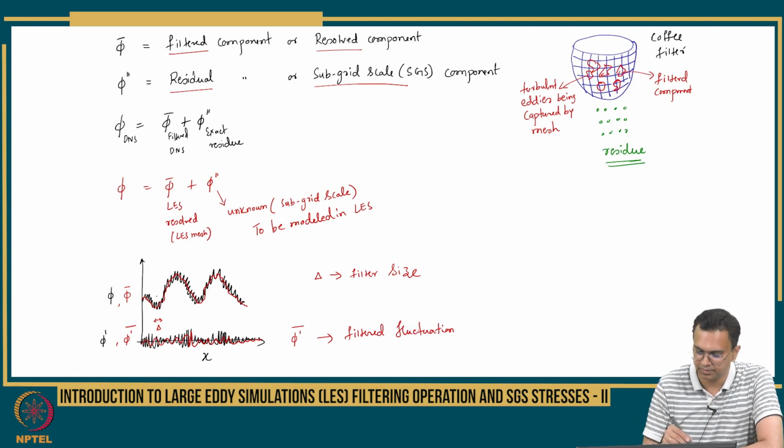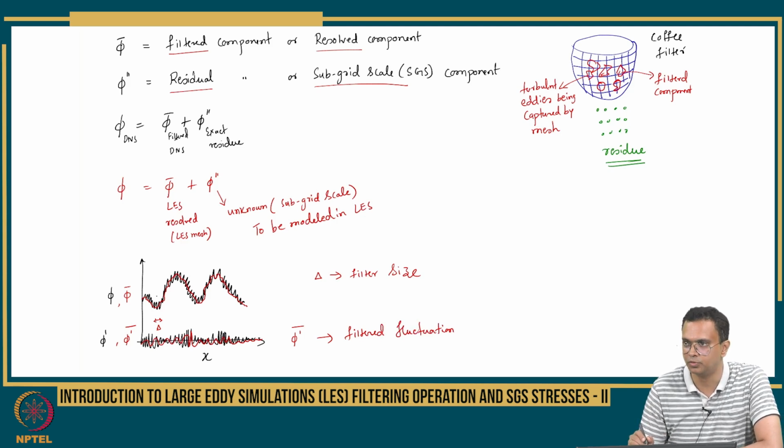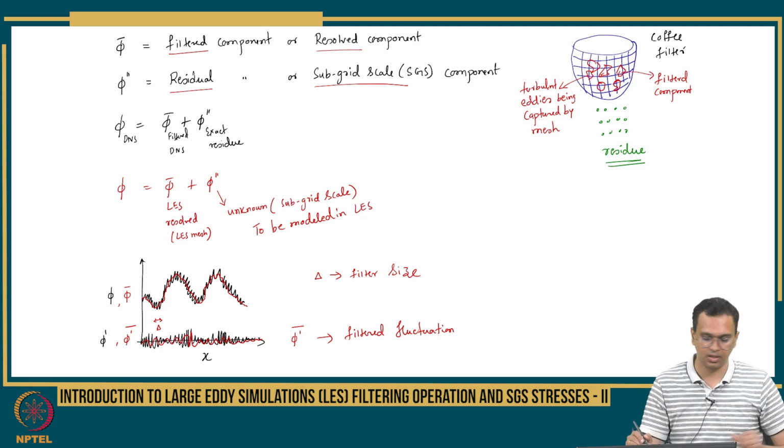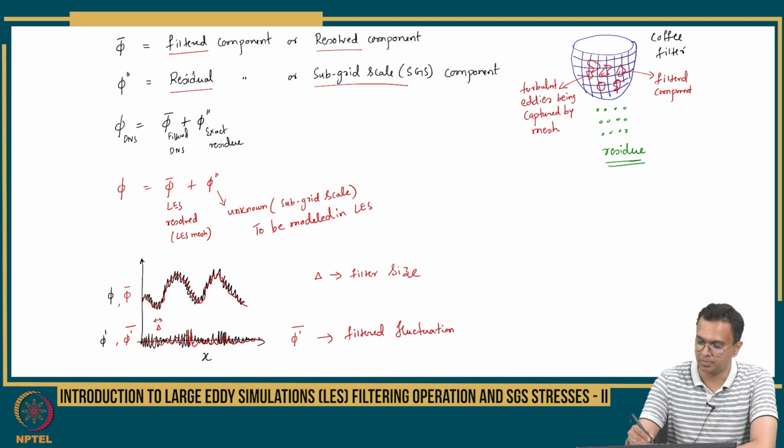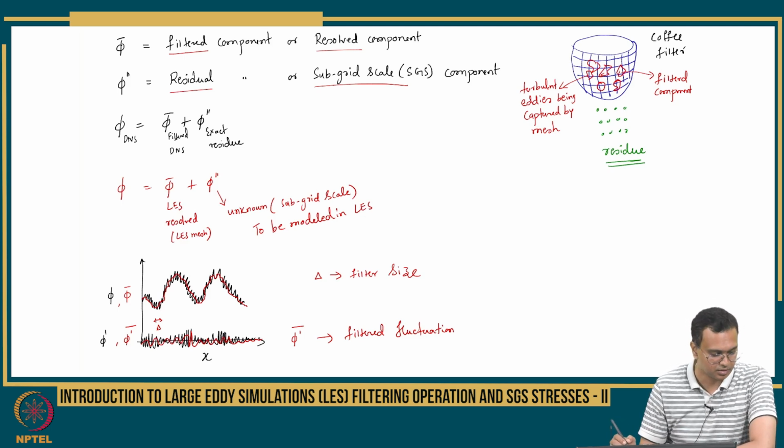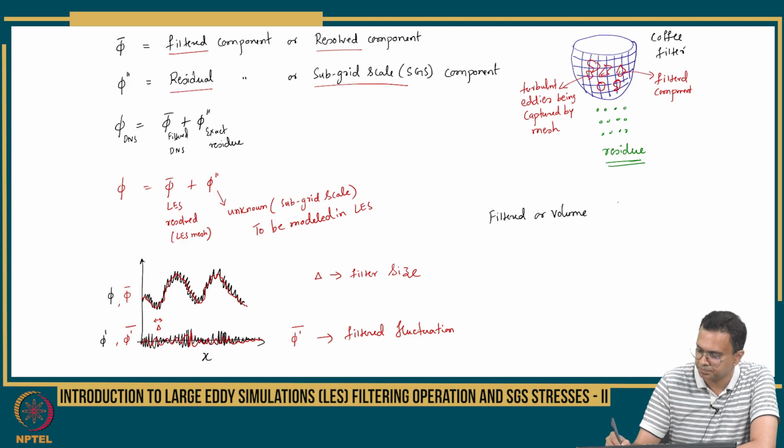Okay, and the phi bar is, as told you before, just a filtered random component here. Is this clear in the illustration context? So now this is a 1D filter that we have applied. So you can say that we can define what we mean by the filtering here. Already told you that it's a low pass filtering. Filtering is nothing but filtering or volume averaging.